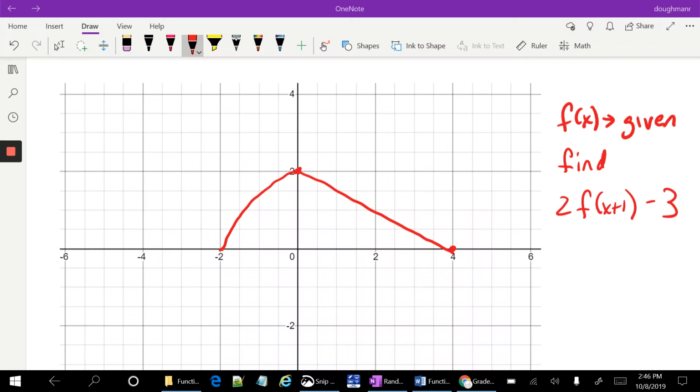We are going to transform a graph graphically. So we're going to take the information given and just plot some points and move the graph itself graphically. Sketch that. All right, so in this example, the function f of x is given. That's the sketch that I have in front of you. And the question is to find 2 times f of x plus 1 minus 3.